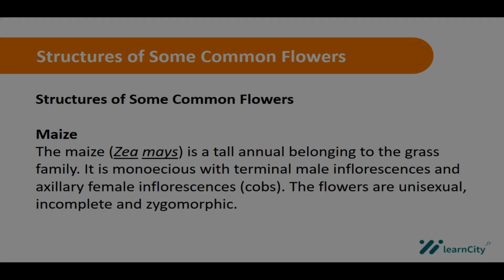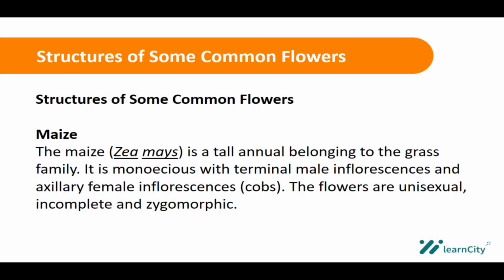Now let's go to the flower of another plant. Next one we're talking about is the maize plant, and the scientific name for maize is Zea mays. Maize is an annual plant belonging to the grass family. Now it is monoecious, and it has terminal male inflorescences and axillary female inflorescences.